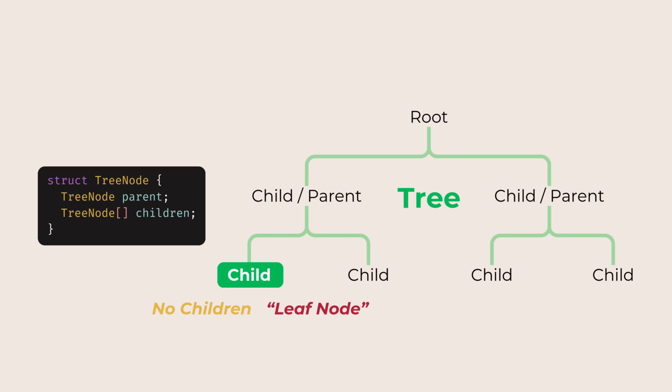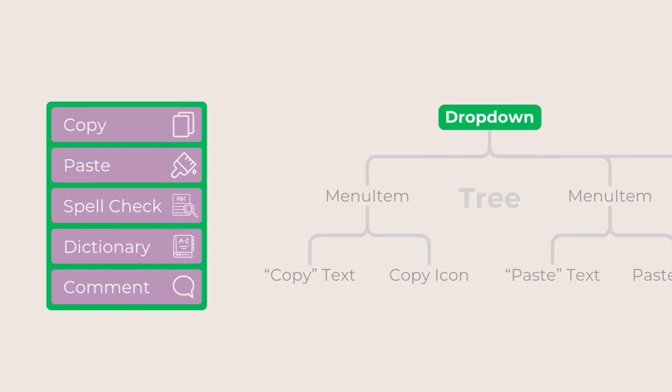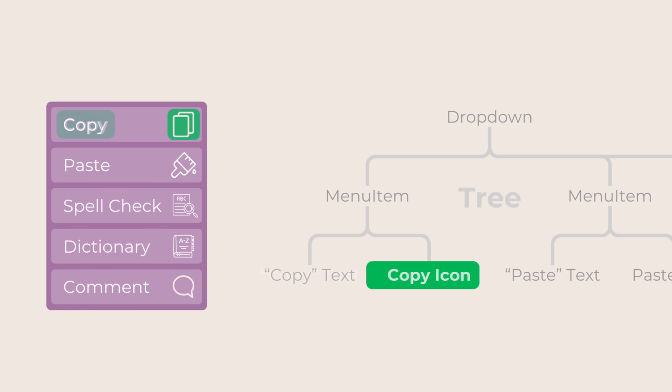Now, data structures can seem a little abstract, so let's see how we can map the UI elements of our context menu onto this tree structure. We start with our background rectangle, the outer dropdown at the root of the tree. Then, as direct children of our dropdown, we have each of our menu items. And then, deeper still, we have our text labels and icons as children of our menu items.